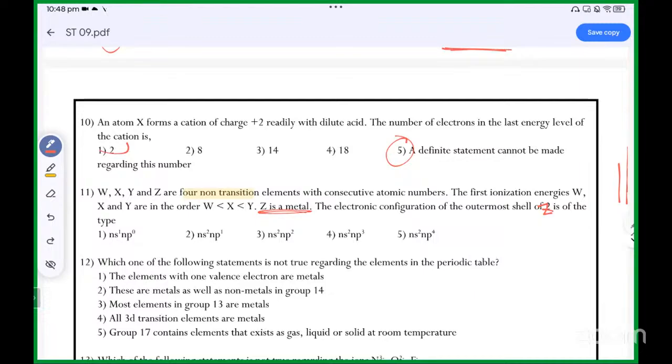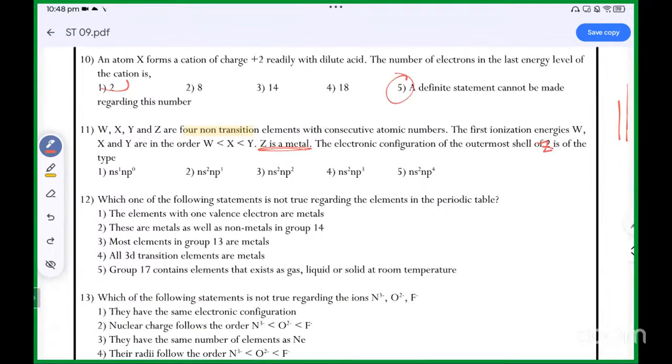Then, the ionization energy pattern, second period, first, second group, 13, 14, 15, 16, 17, 18. Then W, X, Y are consecutive 3 elements.